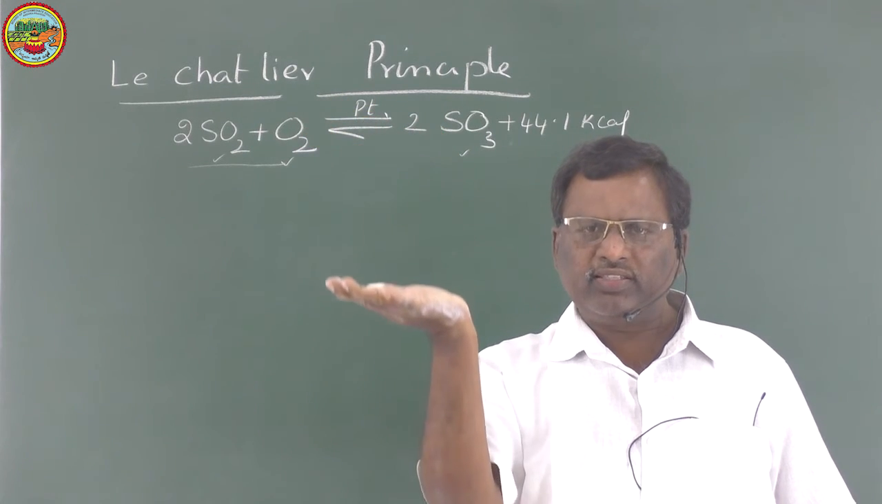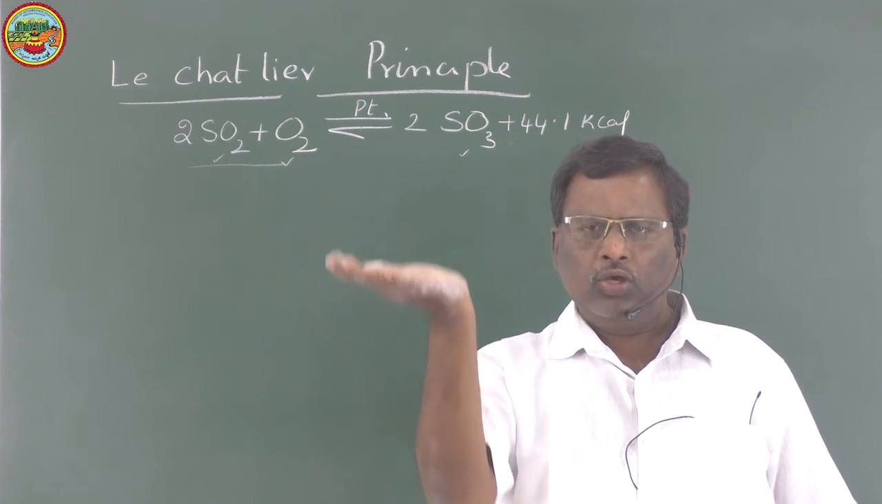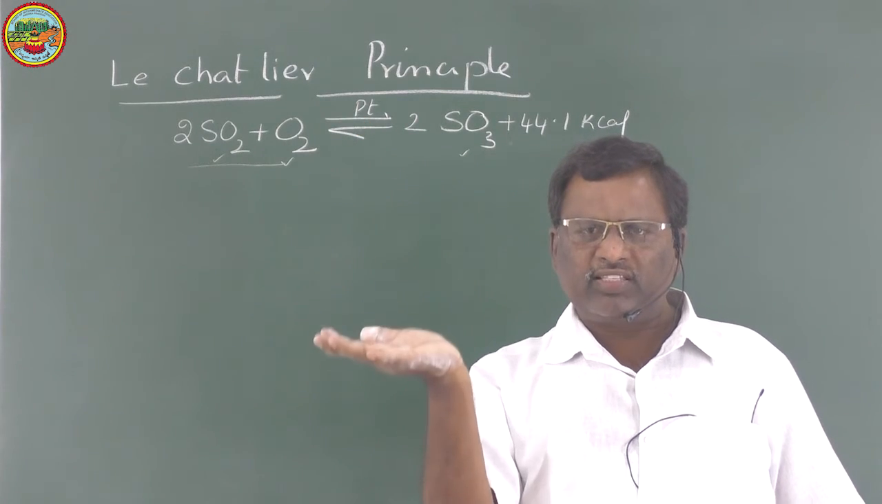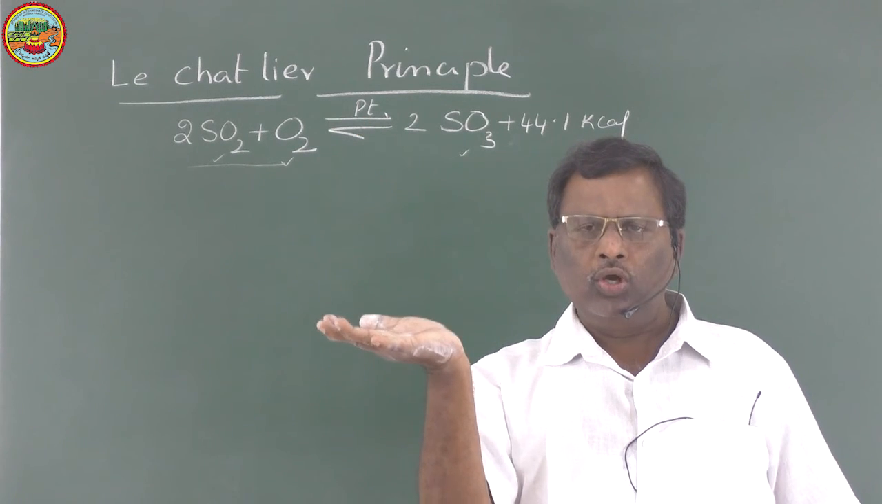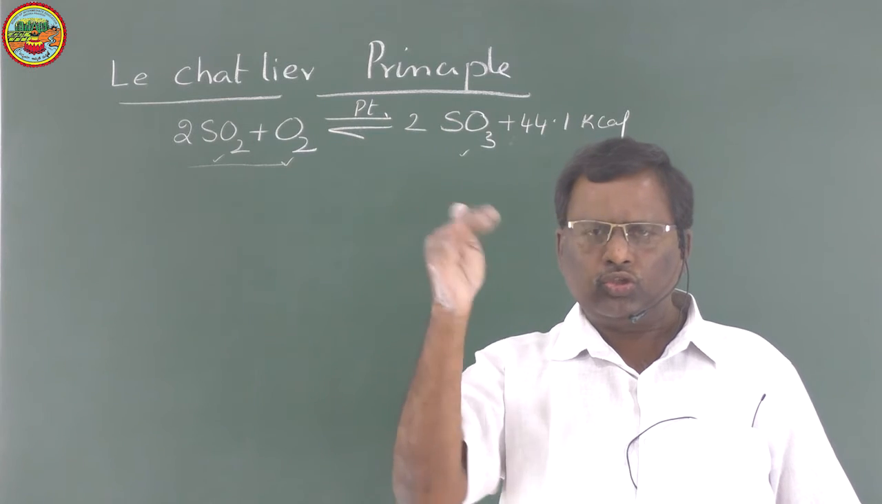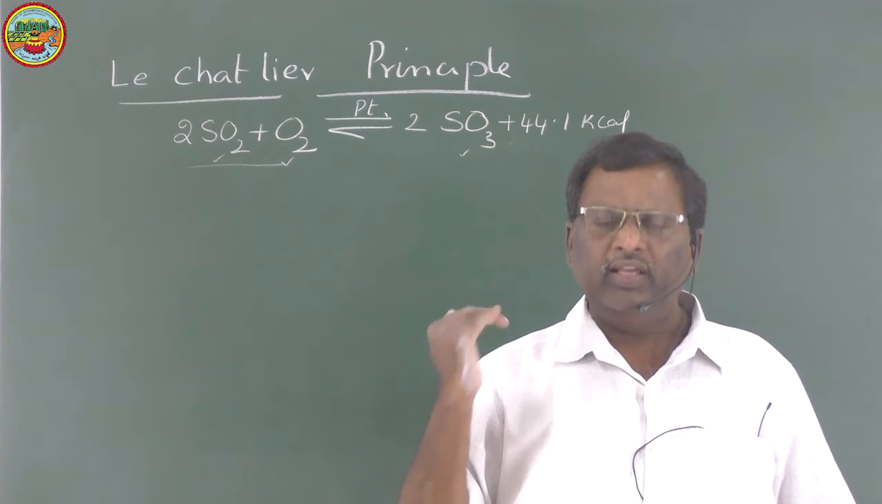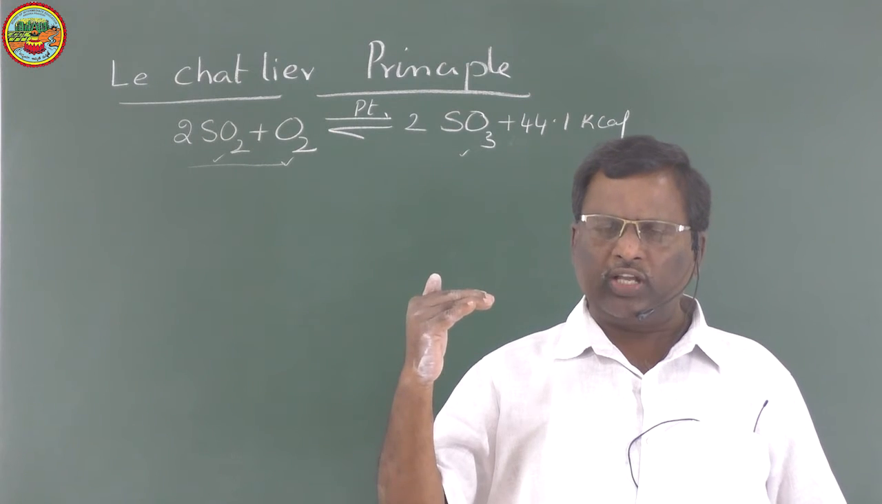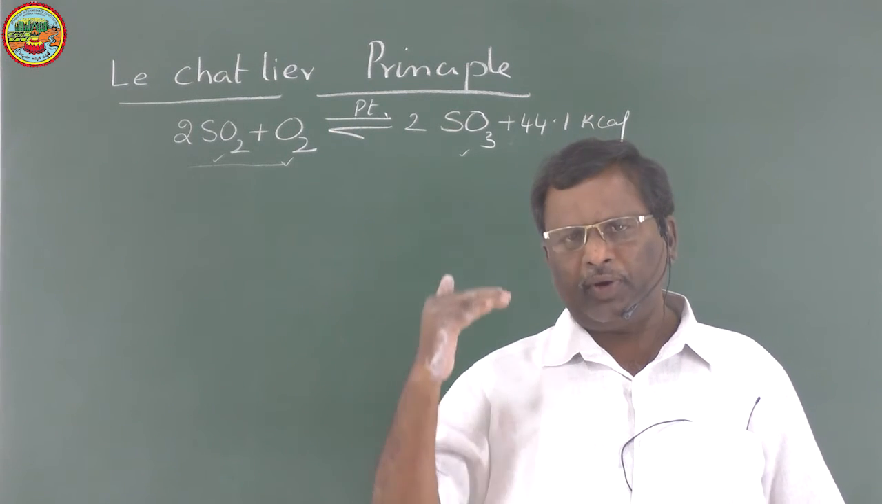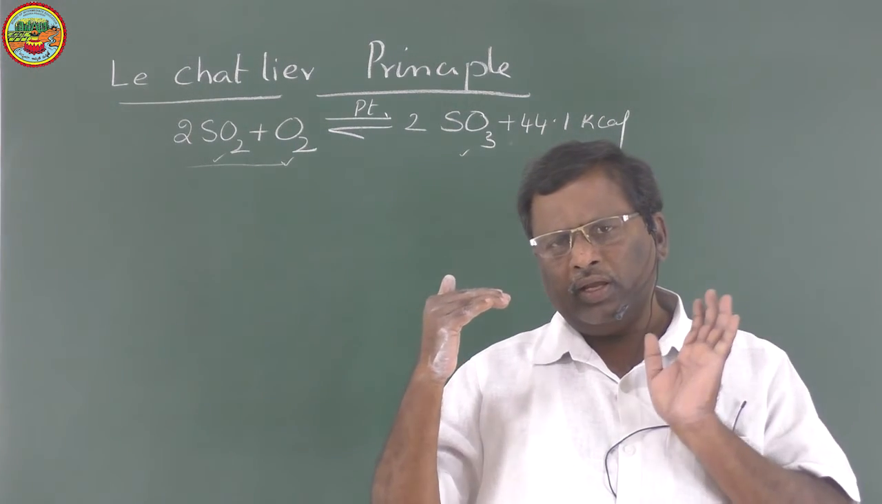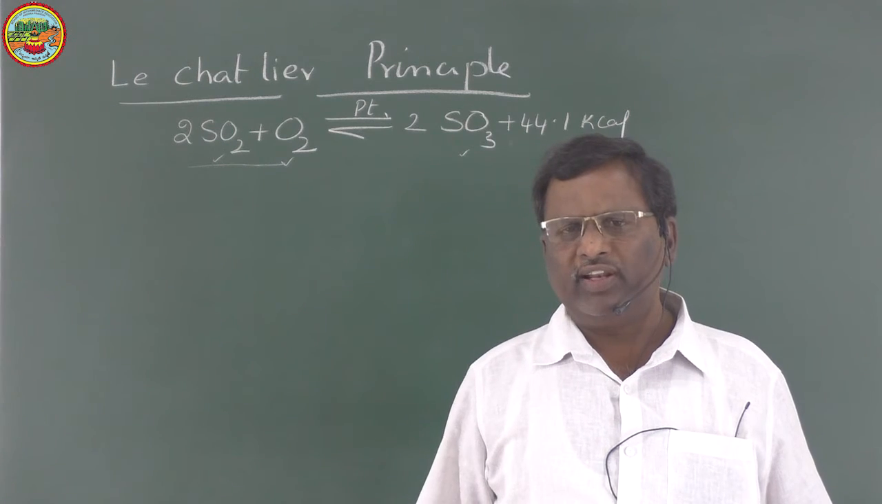The system has to decrease it or bring it to normalcy. So to decrease the concentration of SO2 and O2, what has to be done? These two must take part in the chemical reaction so that their concentration will decrease. If they take part in the reaction, what will happen? The concentration of SO3 will gradually increase.